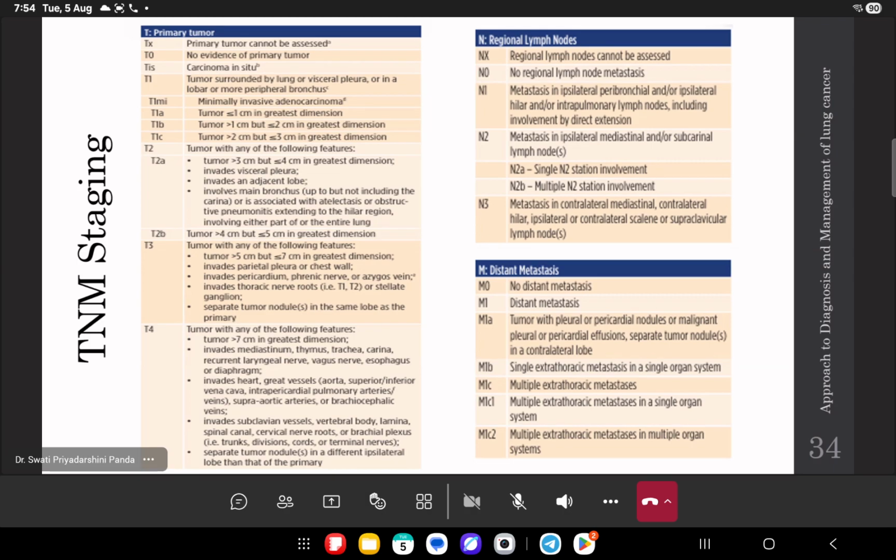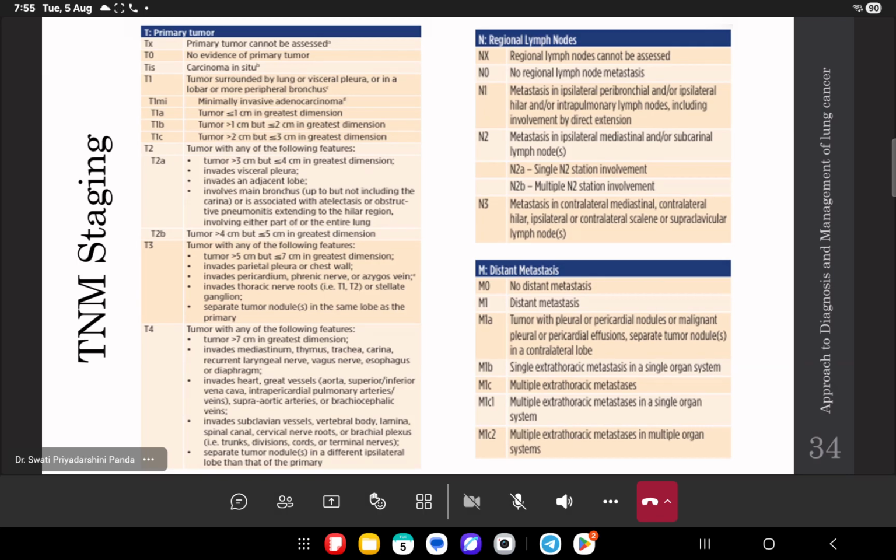In regional lymph nodes, NX is regional lymph nodes cannot be assessed. N0: no regional lymph node metastasis. N1 is metastasis in ipsilateral peribronchial and or ipsilateral hilar and or intrapulmonary lymph nodes, including involvement by direct extension. N2 is metastasis in ipsilateral mediastinal and or subcarinal lymph nodes. N2a is single N2 station involvement and N2b is multiple N2 station involvement. N3 is metastasis in contralateral mediastinal, contralateral hilar, ipsilateral or contralateral scalene or supraclavicular lymph nodes.